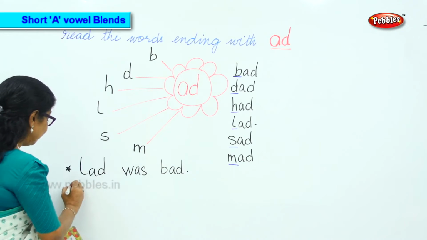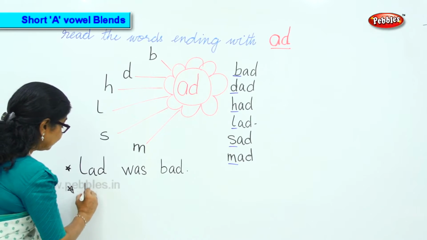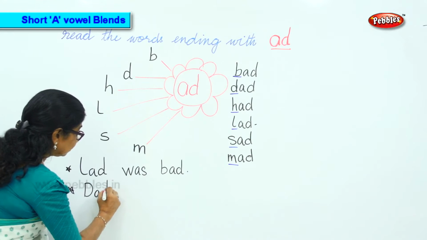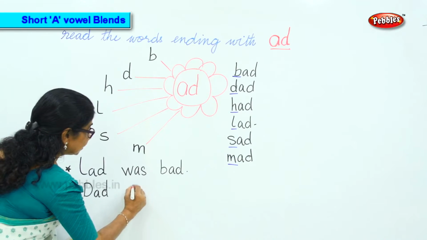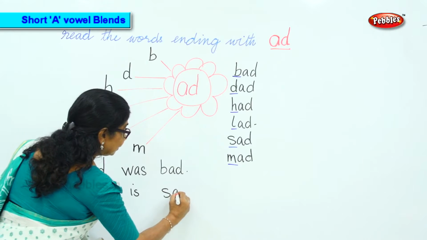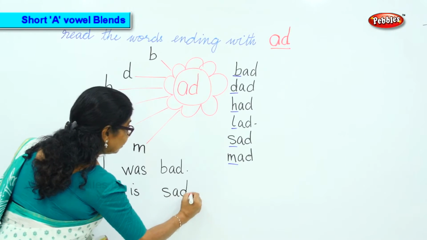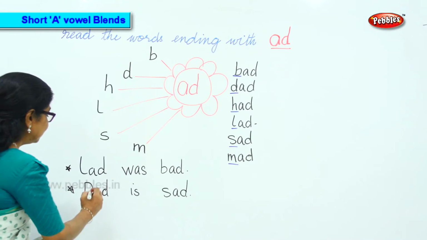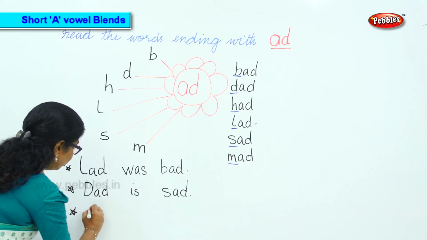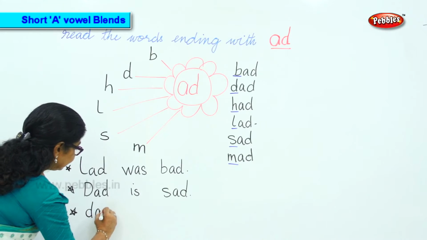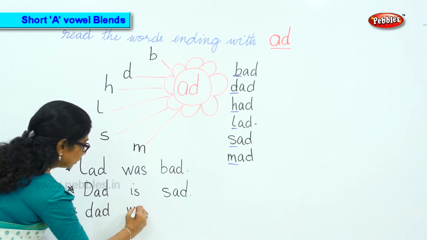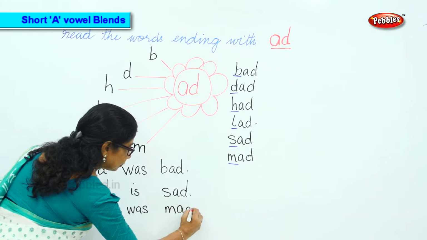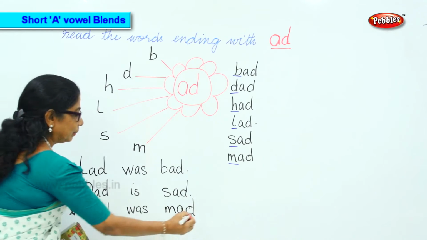Now what about dad? Dad is sad. Making sentences. Okay. Now what about sometimes dad? What does dad do to you? Dad was mad. You messed up the place. Okay.